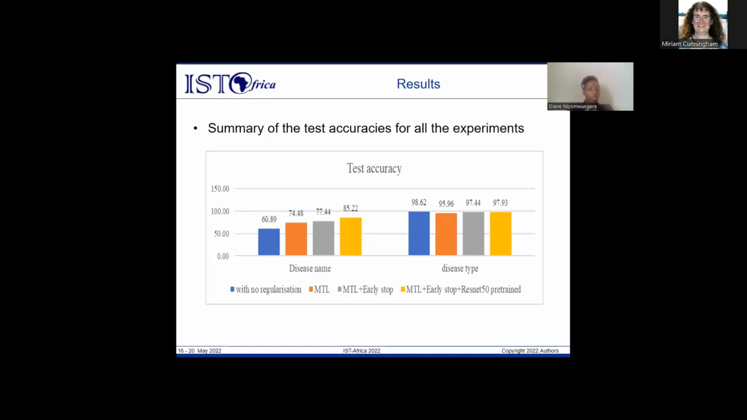It rose to 74.48% when using the multitask learning technique. And in the third experiment, the test accuracy became 77.74%, which increased to 85.22% by combining multitask learning with early stopping and transfer learning. For the disease type classification, the test accuracy remains almost unchanged.